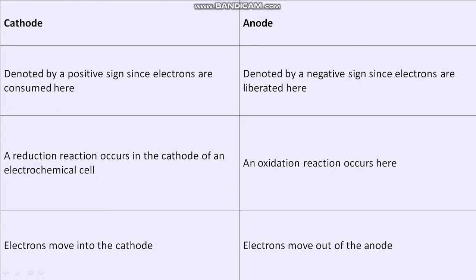And second, a reduction reaction occurs in the cathode of an electrochemical cell and an oxidation reaction occurs in the anode. Third point: electrons move into the cathode and electrons move out of the anode.